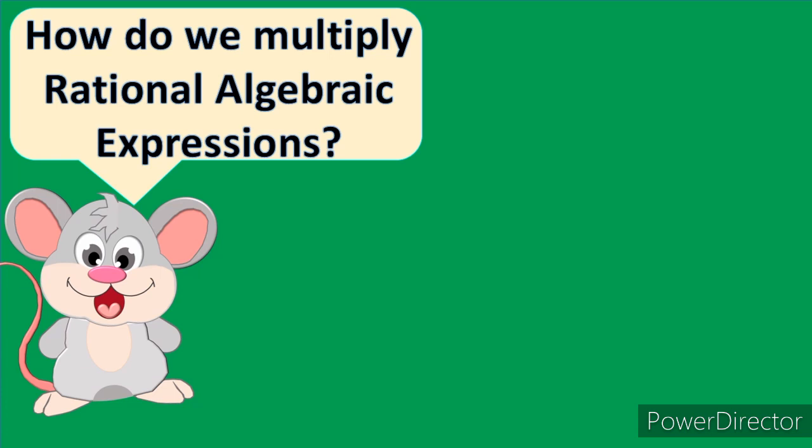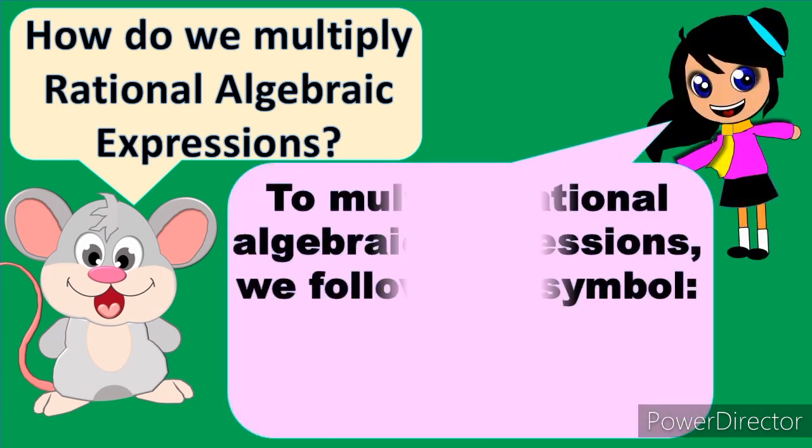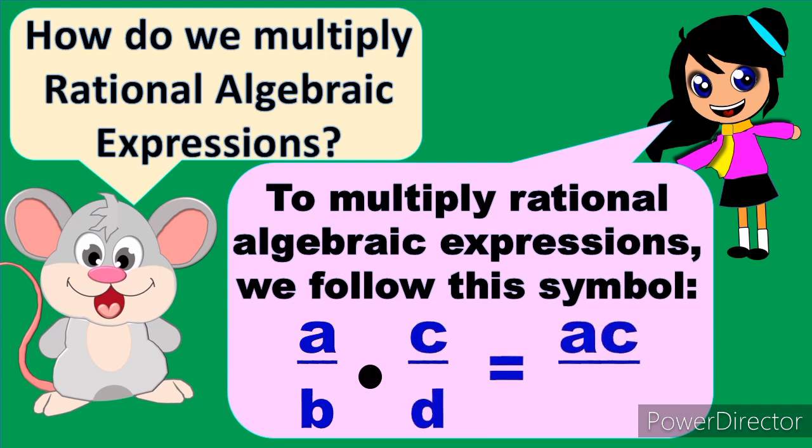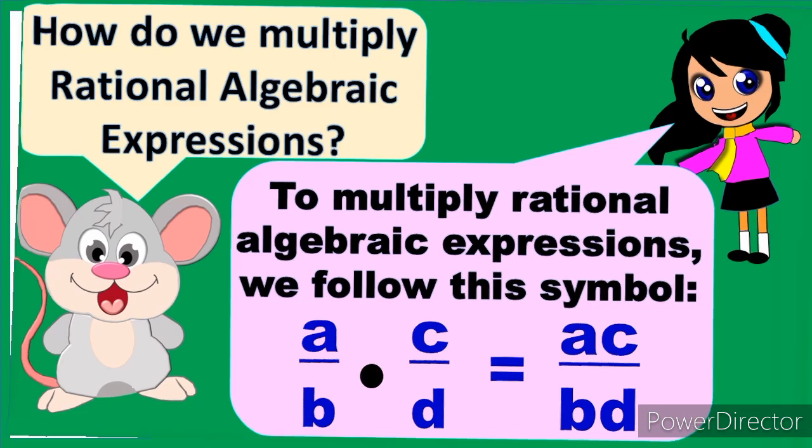Okay, now let's proceed. How do we multiply rational algebraic expressions? To multiply rational algebraic expressions, we follow this symbol a over b times c over d equals a times c over bd, which is parang fraction din. Okay, so i-apply natin kung ano yung natutunan natin sa multiplying fraction.